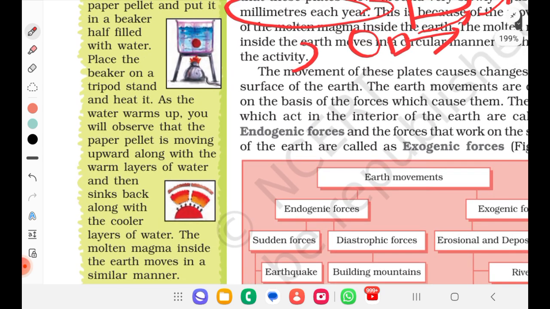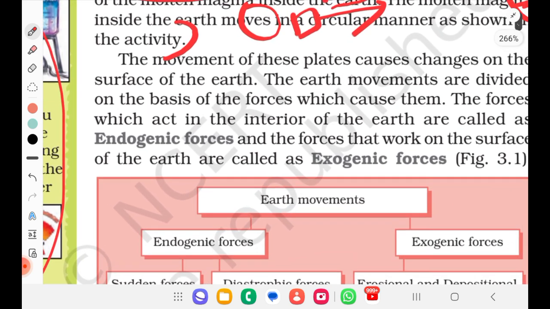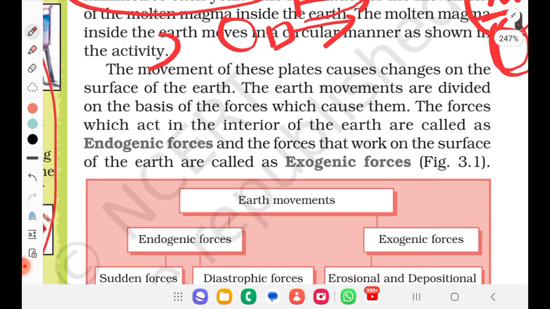Very nicely they explain. We can also try. Though we are preparing for UPSC, to understand the concept more clearly it is better that we try and do it. So they just explained why it is a circular movement. We will go to the next paragraph.